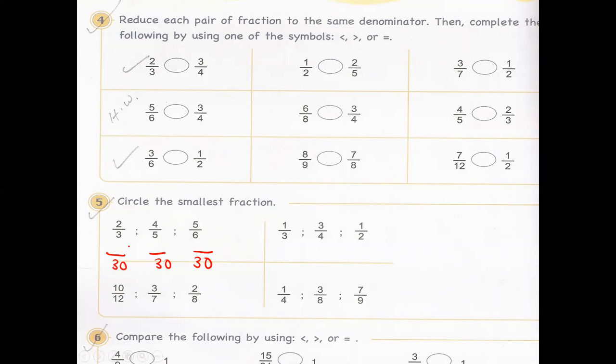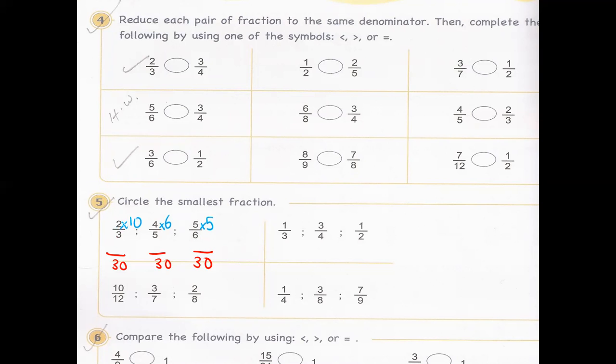So the same way as the previous question. Now, which number in table 3 gives us 30? 10. So we have to multiply by 10. Then look at table 5. Which number in table 5 gives us 30? It's 6. We have to multiply by 6. Which number in table 6 gives us 30? Multiply by 5. Let's multiply the numerators.